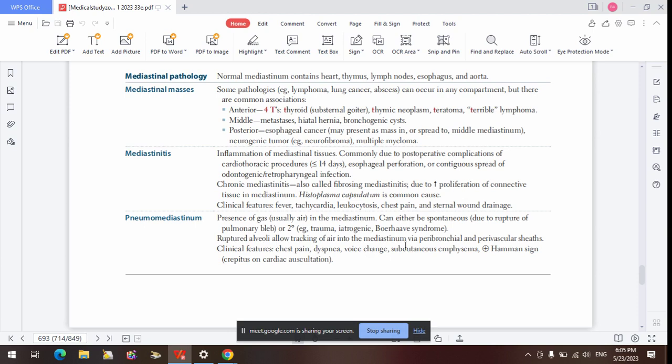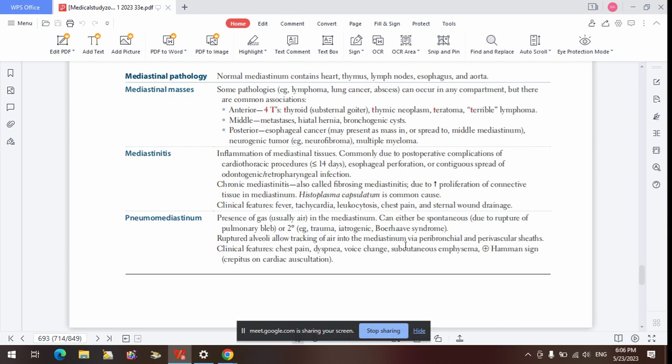Is it that this guy had esophageal perforation or rupture or something, or there's a trauma to the lungs, or it's spontaneous from rupture of a pulmonary bleb? So, what are the salient features? You guys cannot miss this.